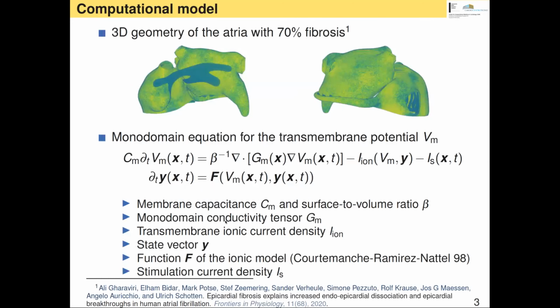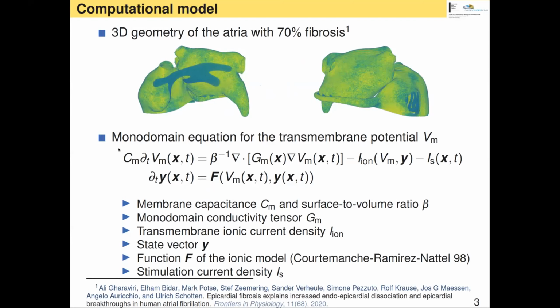Now I present our computational model. We have this realistic 3D geometry of the atria with 70% fibrosis that is given here in yellow. Note that the fibrosis was not applied on the Bachmann's bundle here and on some regions with isotropic conductivity.